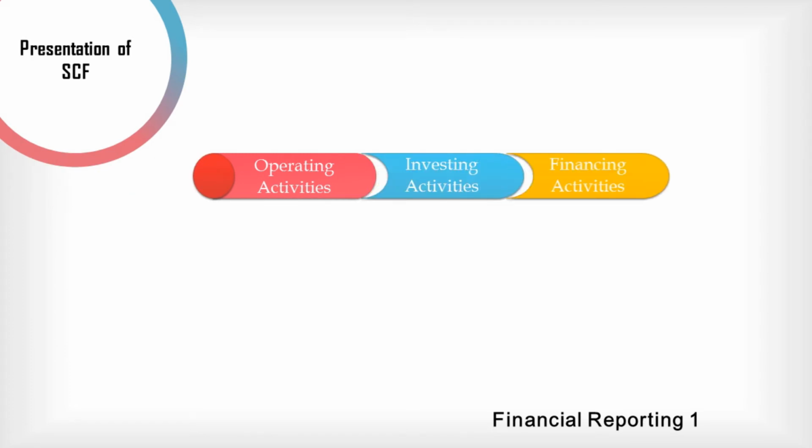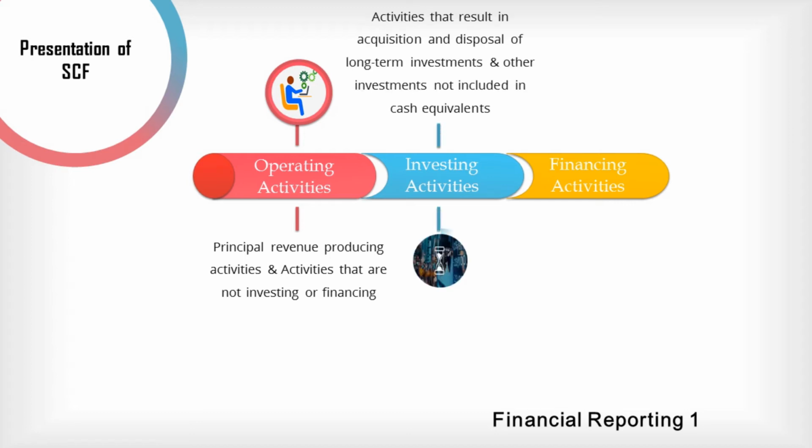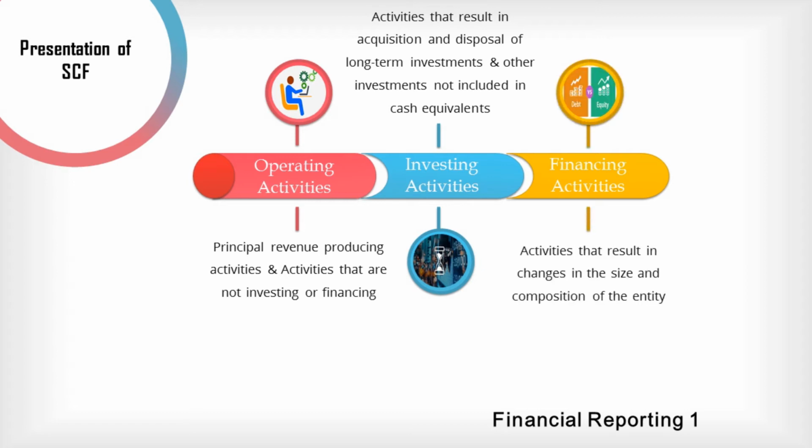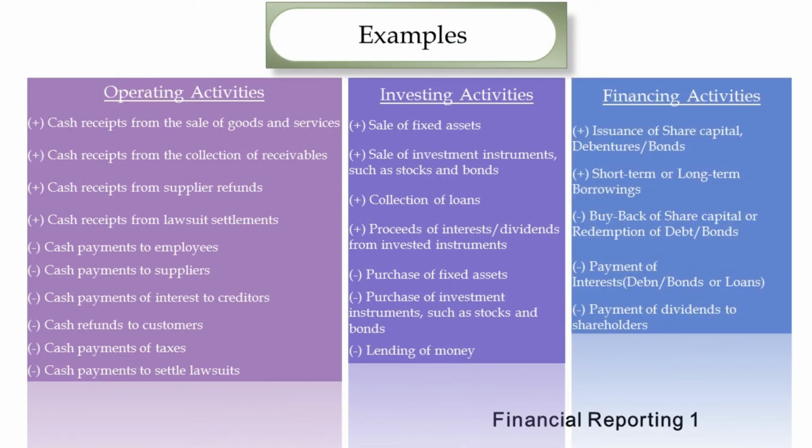Cash flows ought to be classified into 3 categories: operating, investing, financing. Under operating, report all principal revenue producing activities as well as activities that are not investing and financing. Next, under investing, report all acquisition and disposal of long-term investments and other investments not included in cash equivalents. Last, under financing, report all changes in size and composition of the entity. Go through the examples at your end by downloading the presentation notes or pause now and quickly go through it.